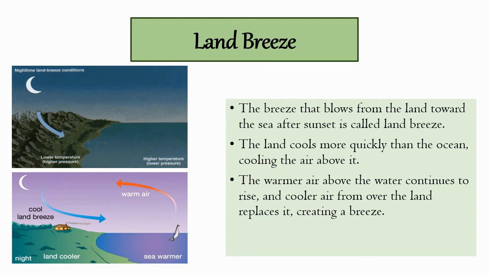This causes the low surface pressure to shift over the ocean during the night and the high surface pressure to move over the land. This causes a small temperature gradient between the ocean surface and the nearby land at night, and the wind will blow from the land to the ocean, creating the land breeze.